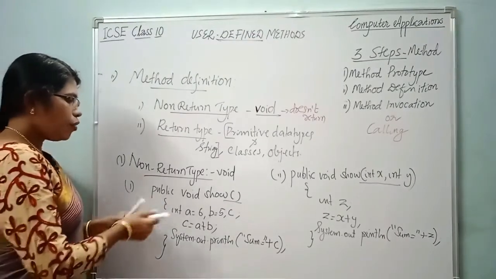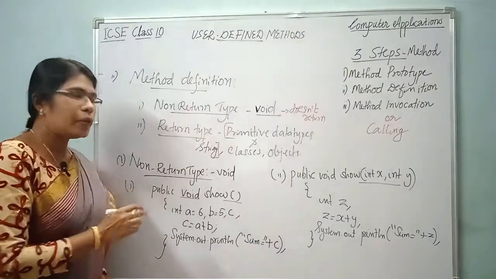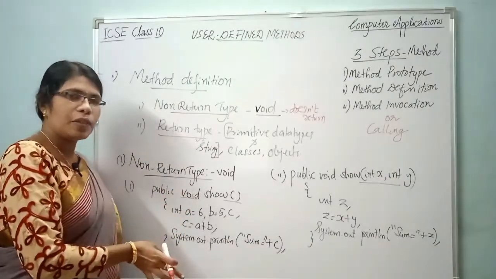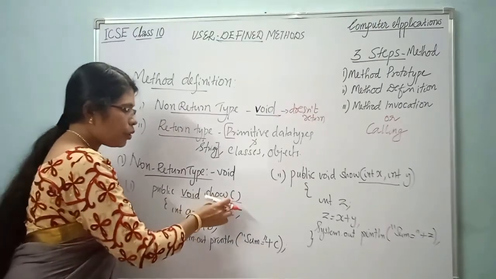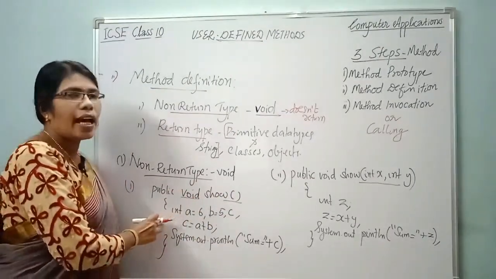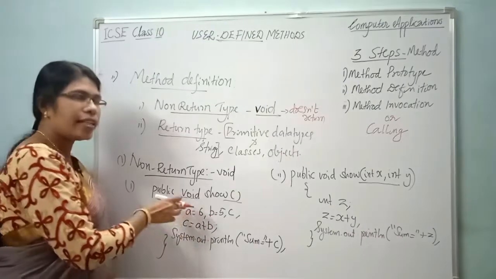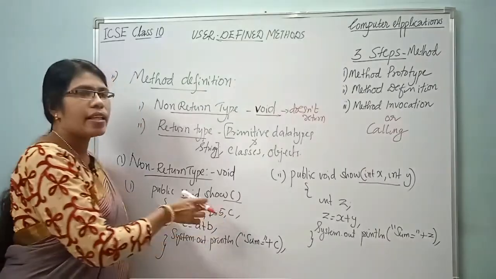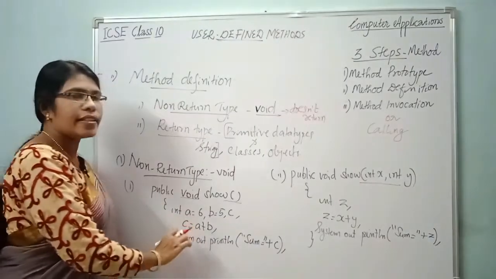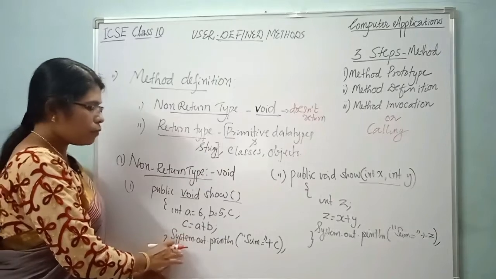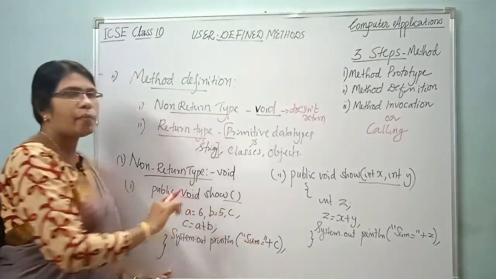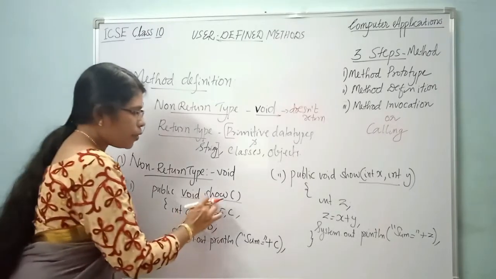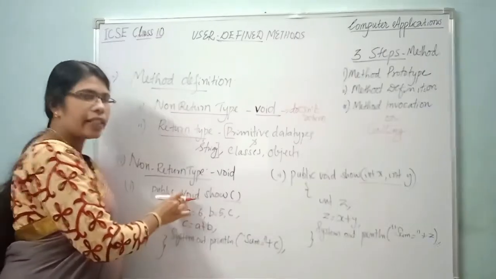Here public void is the return type, and that is non-return type. Void means it doesn't return a value to the statement. So inside the show method, we need to do the calculation of two integers that are initialized inside the method. So a is equal to 6 and b is assigned as 5 in this method, and c equal to a plus b. We are displaying the message sum equal to that particular value. So this is the method defined as show, and the return type of this method is void.